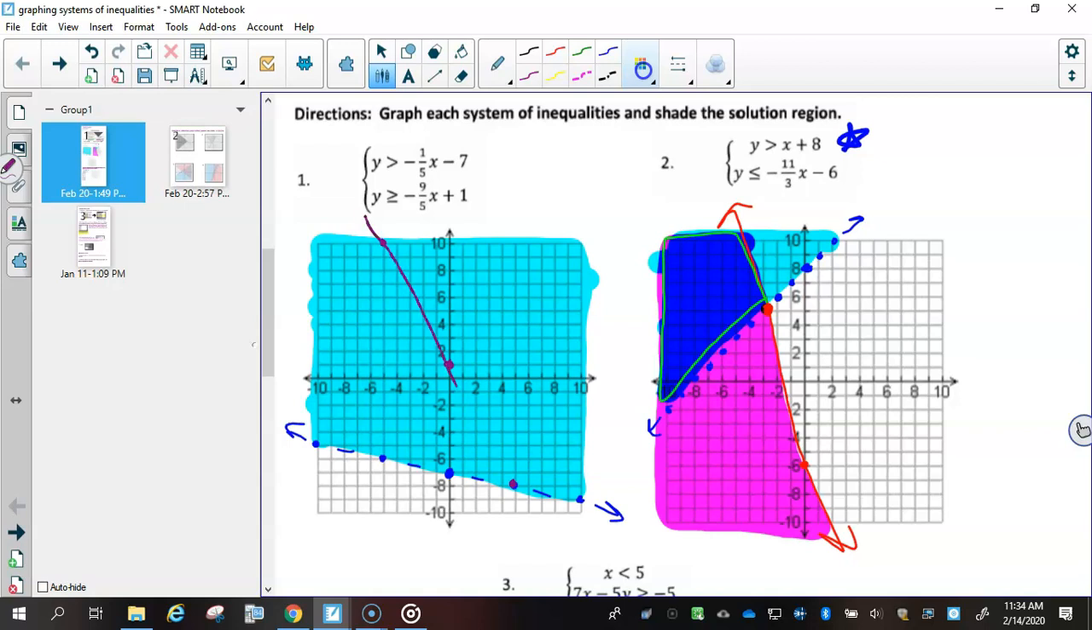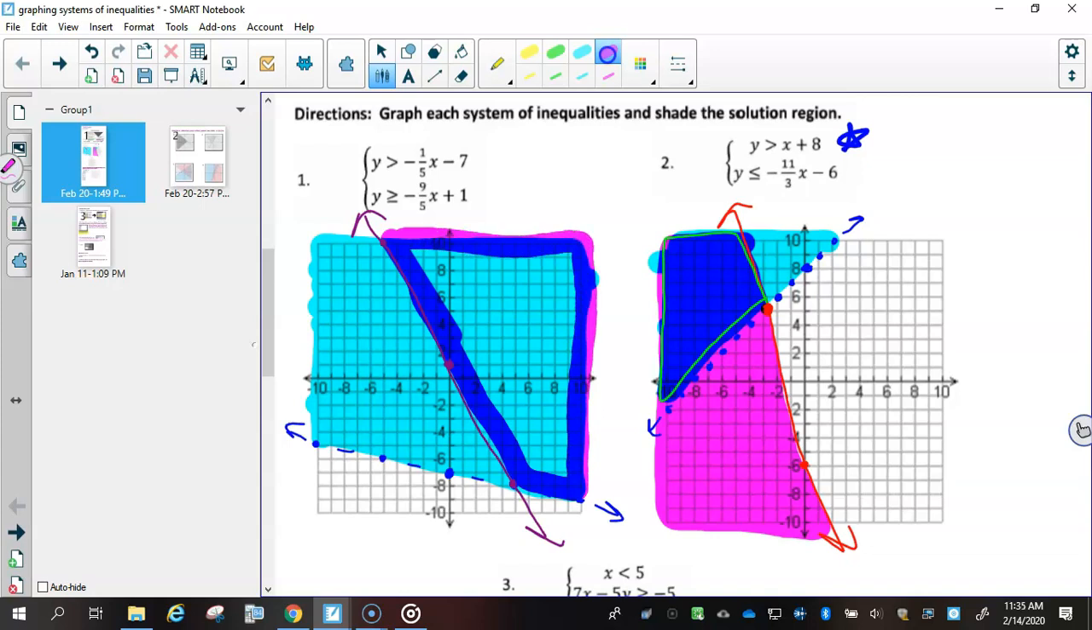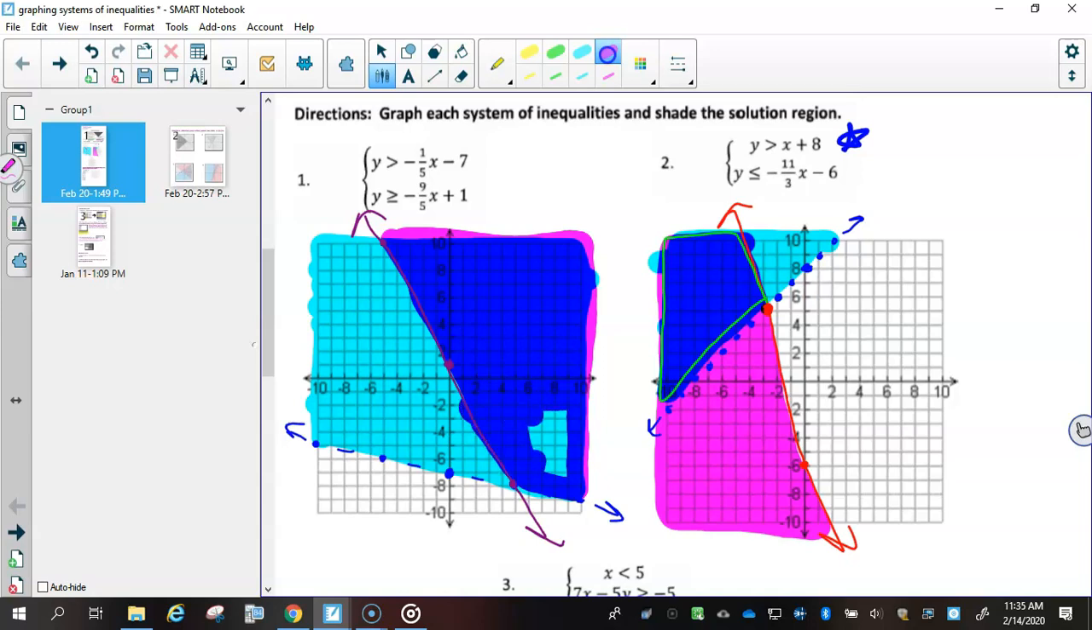This will be a solid line. Mine's a very crooked solid line, but that's okay. And we're shading above this line. But this entire section where the second line was is our solution area. And sometimes that happens. Sometimes one line kind of overpowers the other one. Takes up more of its space.